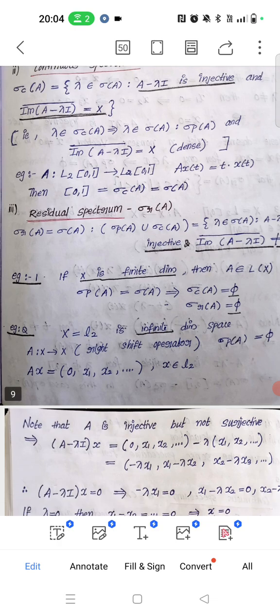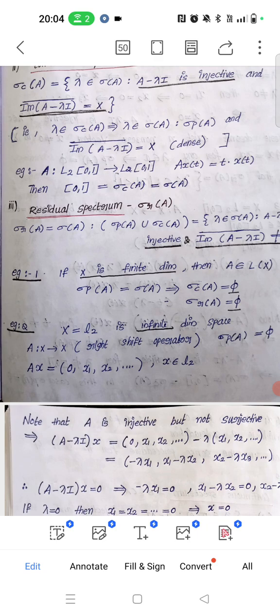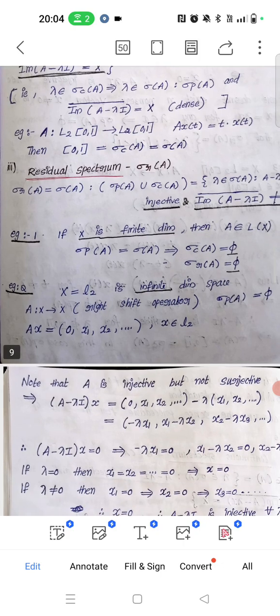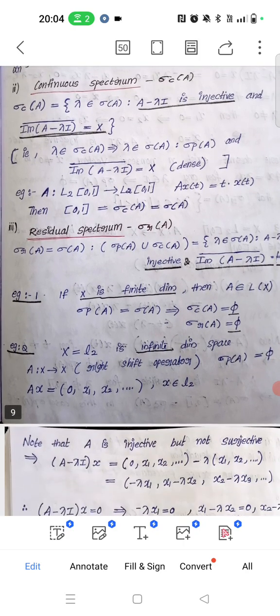Here we have an important operator on capital L2 space, L2 of closed interval 0 1, defined by A of x of t equal to t into x of t. Note that x is a square integrable function, and in case of this the continuous spectrum and spectrum coincide with the closed interval 0 1. Okay, this is one of the examples for our continuous spectrum.